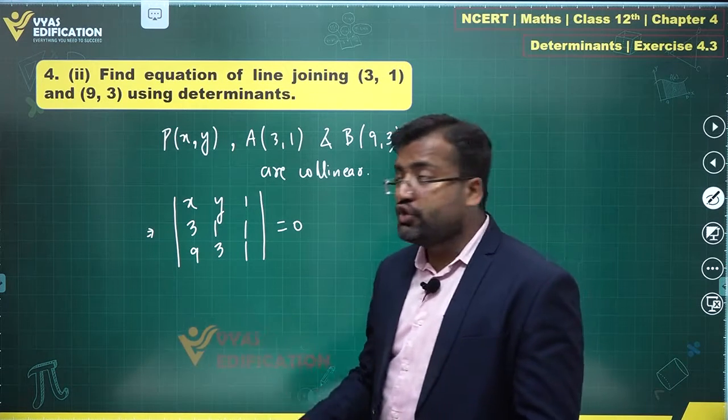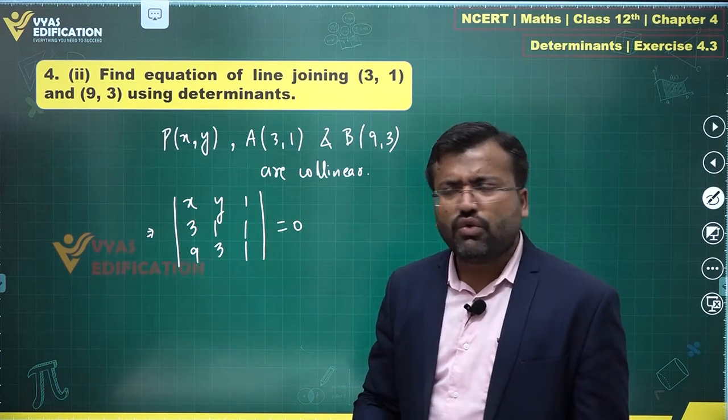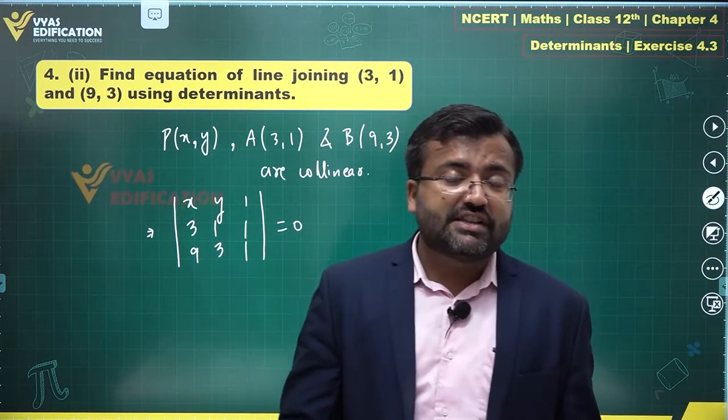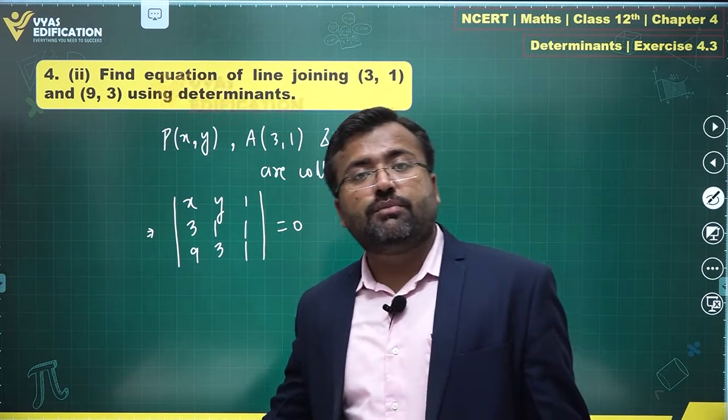Oh, in the previous question you wrote x, y at the bottom. Will it make any difference? No. I can interchange and still the value will be 0. The determinant changes in sign, but since the right hand side is 0, it will not make any difference, right?